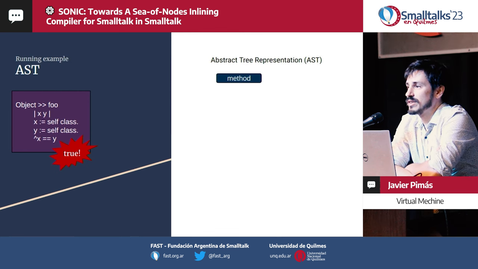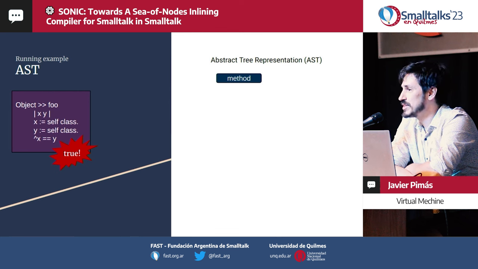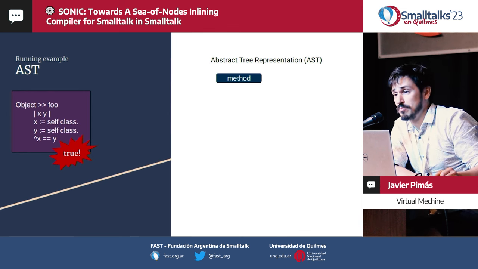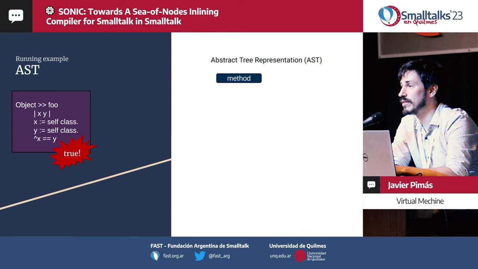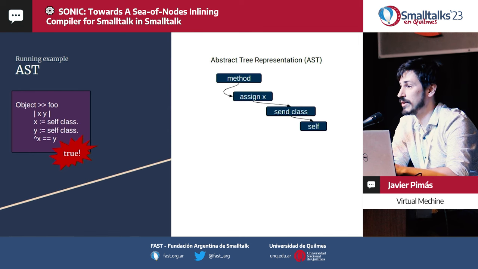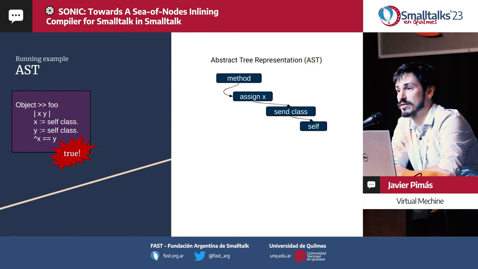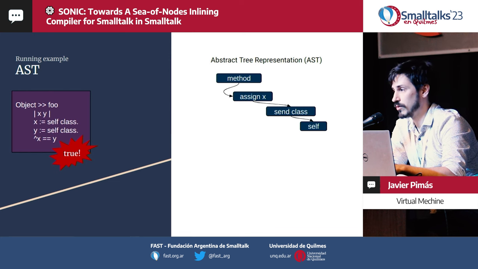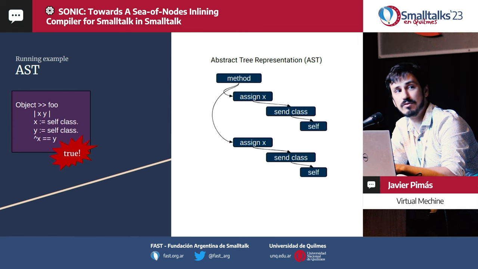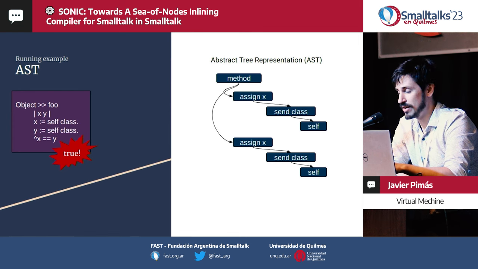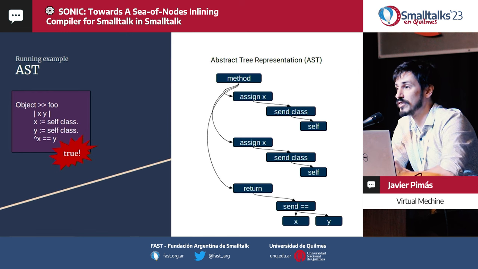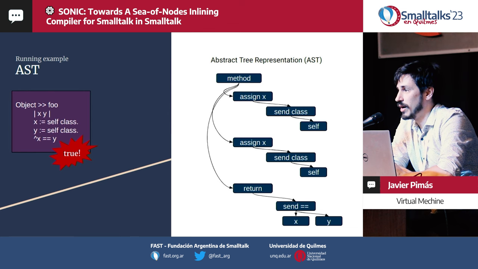So what does a compiler do when we accept a method? Basically, it parses the source code and generates an AST, right? I think most people who do Smalltalk are familiar with that idea. We generate a tree that basically models what the method has. So you have the method node, and there you have a sequence of instructions. Maybe you are assigning a variable, and what you are assigning is the result of a message send, and that message is being sent to self, right? So that's the first statement. And then you have another statement, which is basically the same, but assigning to Y. Well, I should have written Y. And then finally, you have to return the result of the expression X == Y, right? So you have that kind of thing.